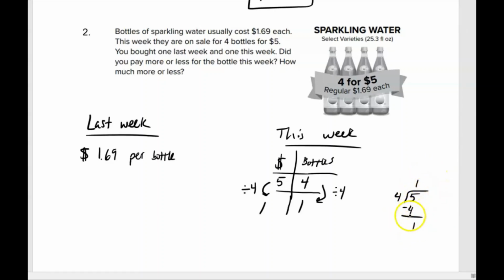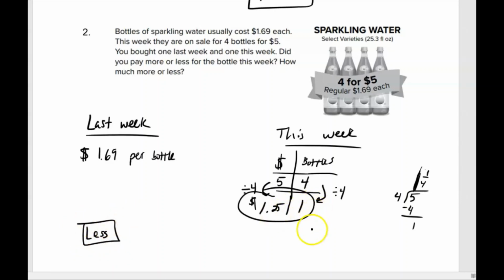So 1 whole, 1/4 left over, and 1/4 I know is the same as 1 out of 4 quarters, which is 25 cents. So this week, again, they're on sale. It's $1.25 for one. So did I pay more or less for the bottle this week? I paid less for the bottle this week because it's only $1.25 per bottle.